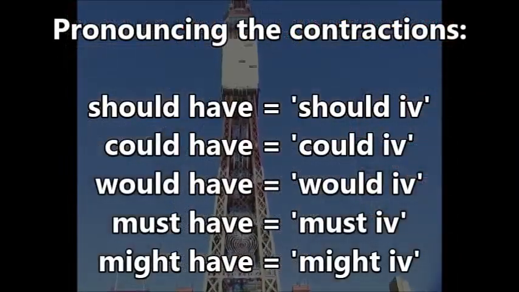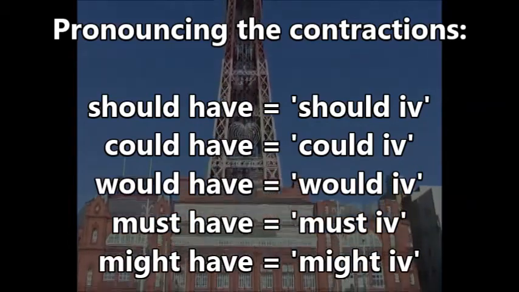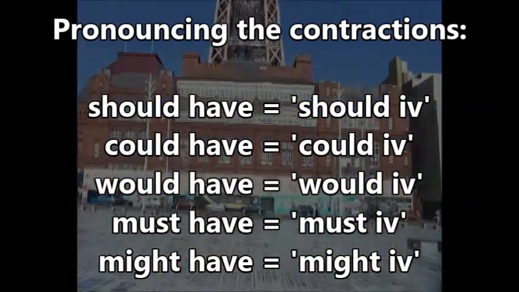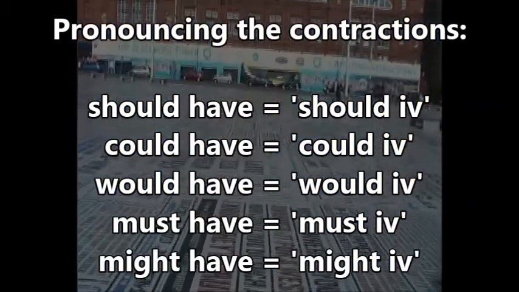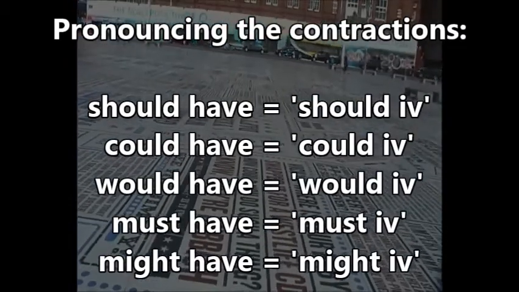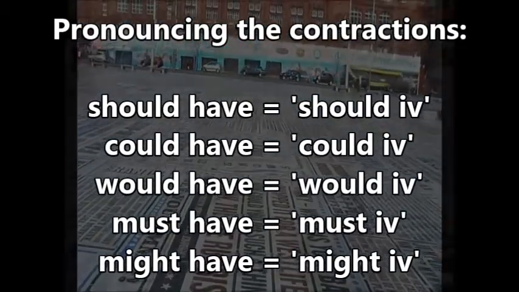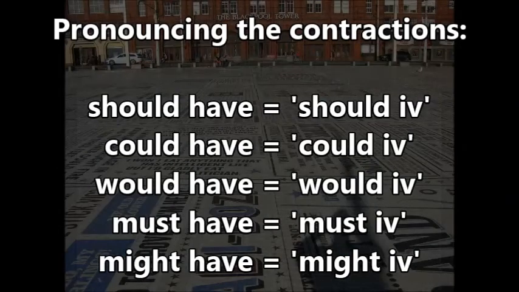Pronouncing the contractions. Should have, could have, would have, must have, might have. And that is how to pronounce them. But try and remember to say it quickly, okay? Must have, might have. All as one word, you see. Try and say all as one word.